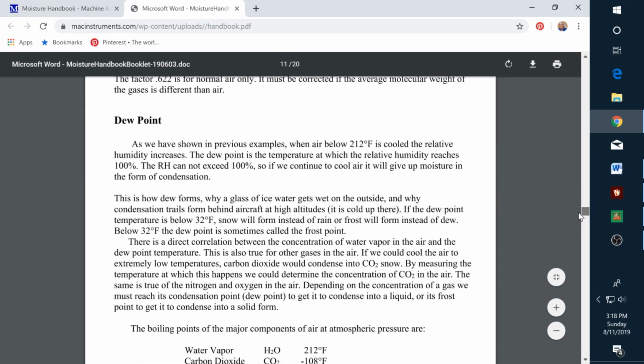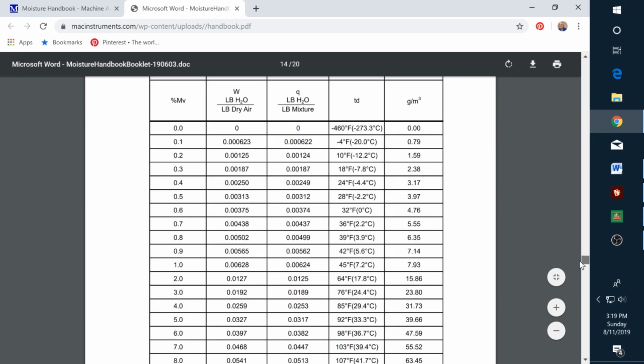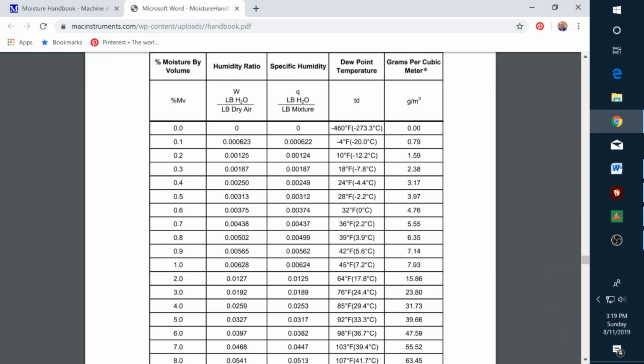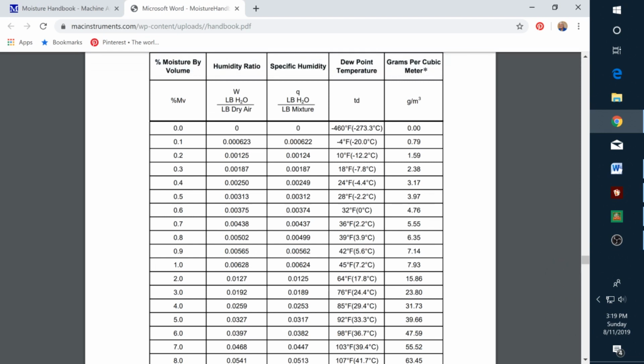If I can get to the beginning of the table. Here we are, 0 degrees C. The maximum moisture by volume that you can have is 0.6%. So these numbers are all calculated based on that, and it just doesn't give you an intuitive feel for anything.